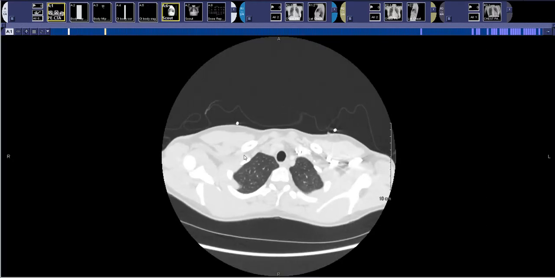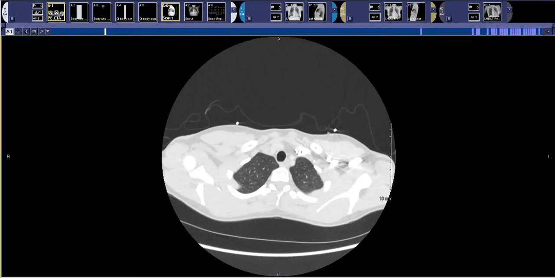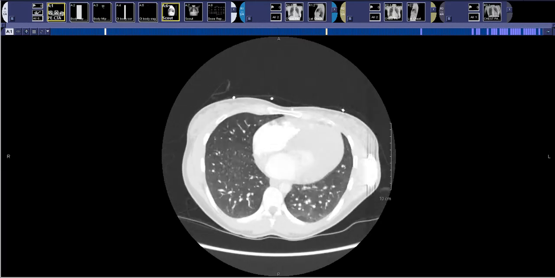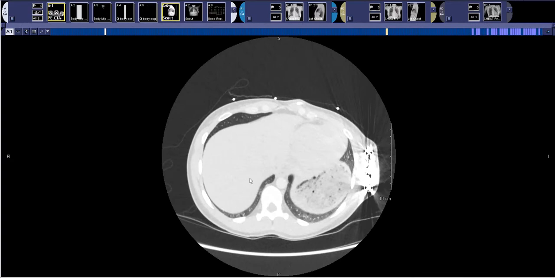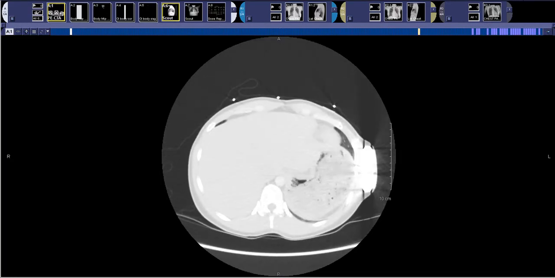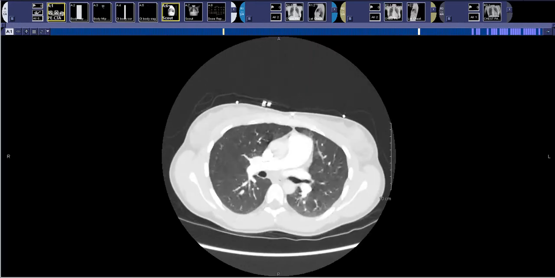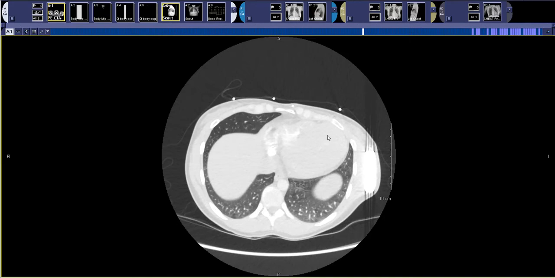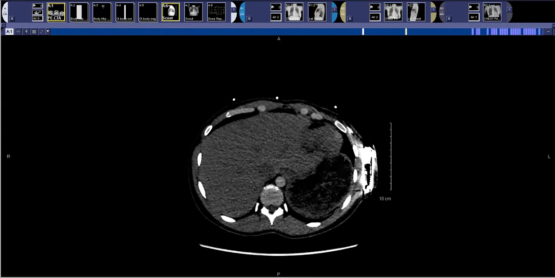And just like on all my other chest CTs, I look at the anterior right lung first, going down, and then the posterior right lung going up, and the anterior left lung going down, and then posterior left lung going up, which I'm doing quickly here just since I'm going through this just to show you what I do.